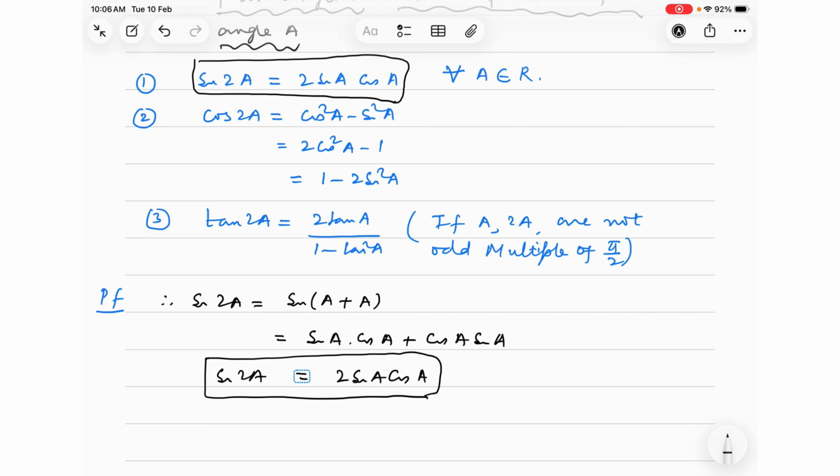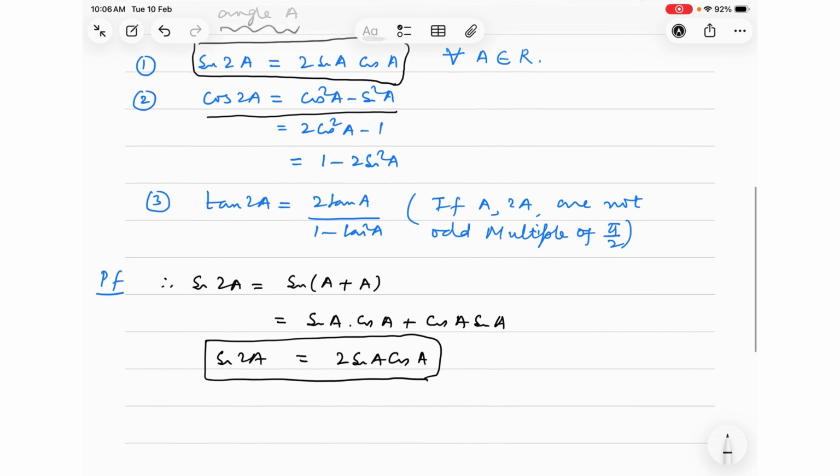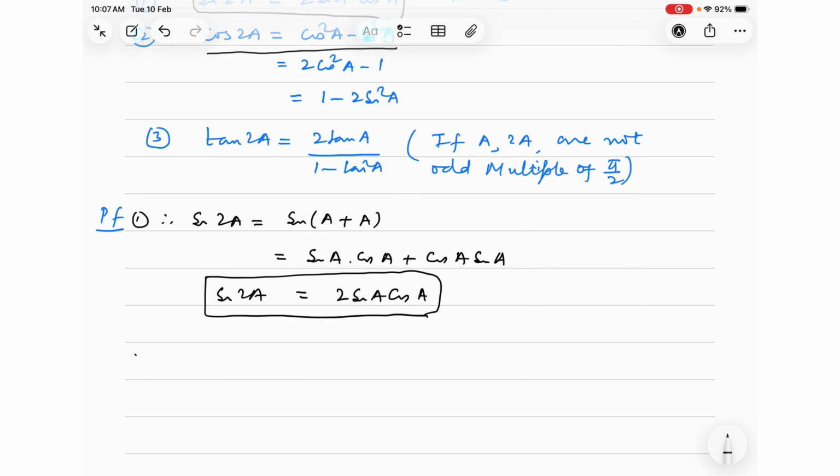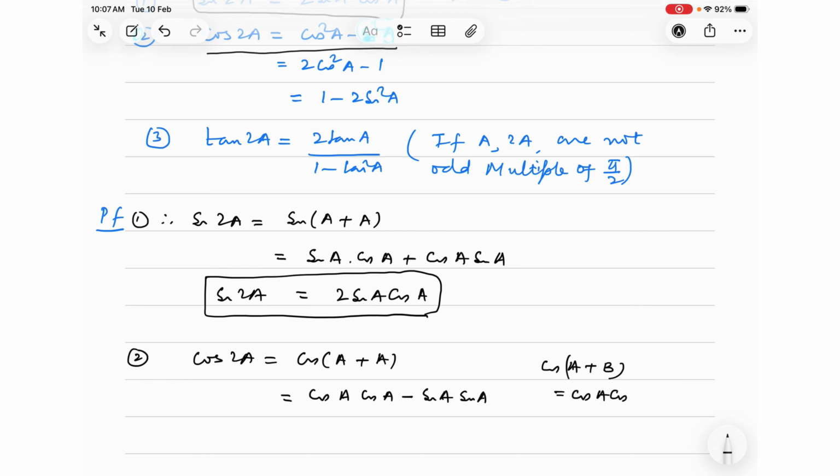Now next, we'll try to prove why cos 2A is equal to cos square A minus sin square A. Cos 2A, again we can write as cos of A plus A. Again, using the compound angles chapter formula, cos A plus B is cos A cos B minus sin A sin B. So that gives cos A into cos A minus sin A into sin A.